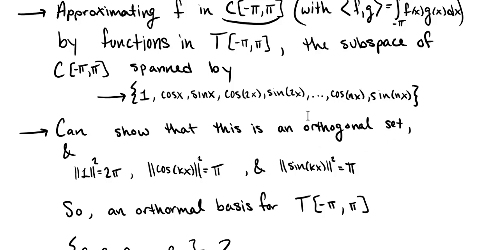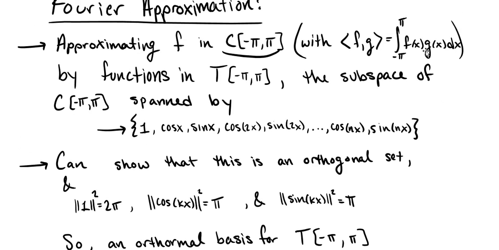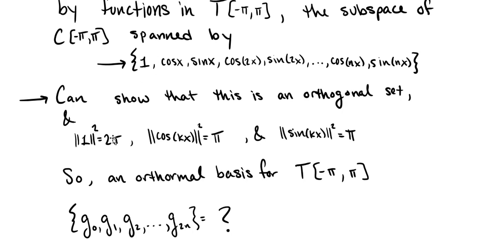So if they're orthogonal, that makes it a little easier already to think about how to find the least squares approximation in this subspace T, right? We don't have to run Gram-Schmidt. We've already got an orthogonal set of vectors. And you can show pretty easily the norm of each of these things. The norm of that first vector 1 is 2 pi, right? Integrate 1 times 1 from negative pi to pi. You get 2 pi. The norm squared of that guy is 2 pi.